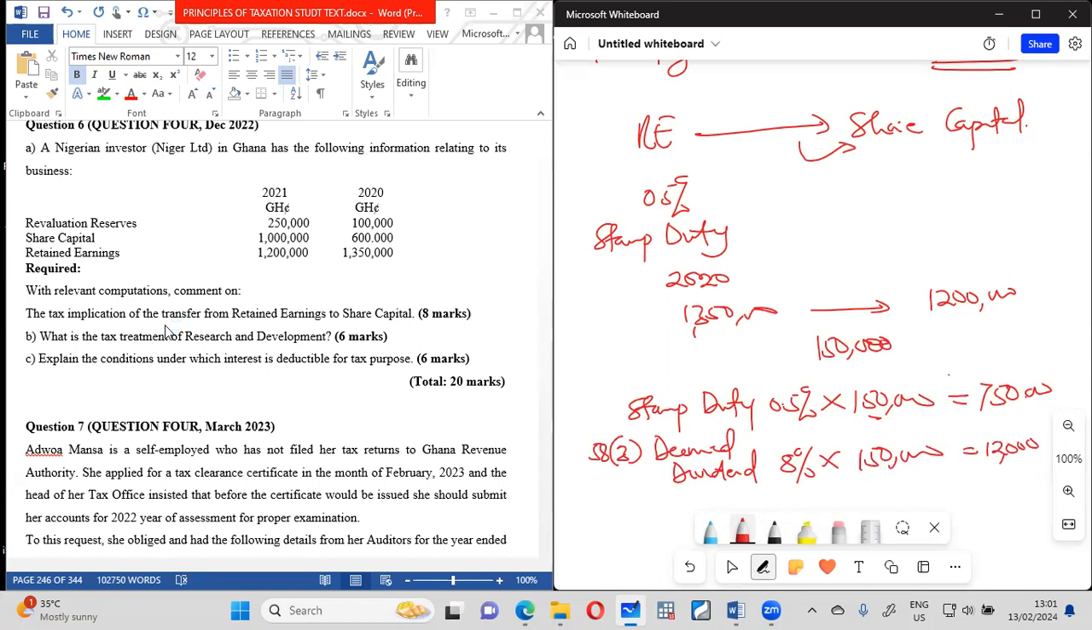However, any cost of assets used in the research process is not allowed. All right, so please take note of that. Take note of those things. Okay, so that is that. Explain the conditions under which interest is deductible.